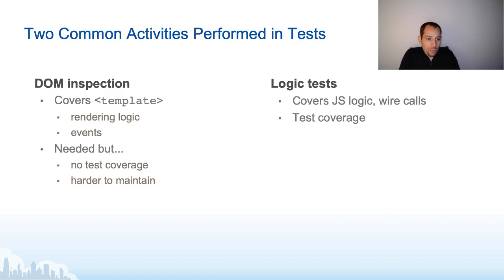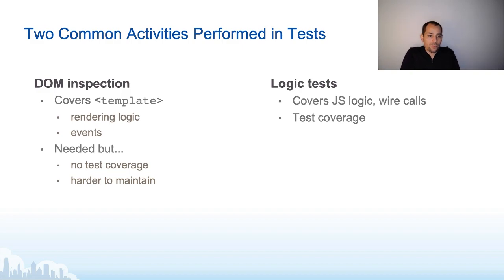Now, when you're doing DOM inspection, you're basically testing the template of your components. You're testing the DOM of your component. You're making sure that it renders correctly, and you're also making sure that it catches and fires the right events, so that if you have parent components, they will react to the right events. So DOM inspection is required because this is checking if the UI behaves correctly, which is basically the most important to your end users.